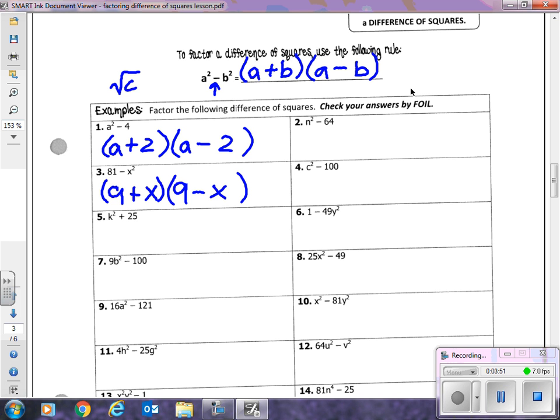All right, number 5. There's a plus sign in the middle. All difference of squares problems have to have a minus sign in the middle.